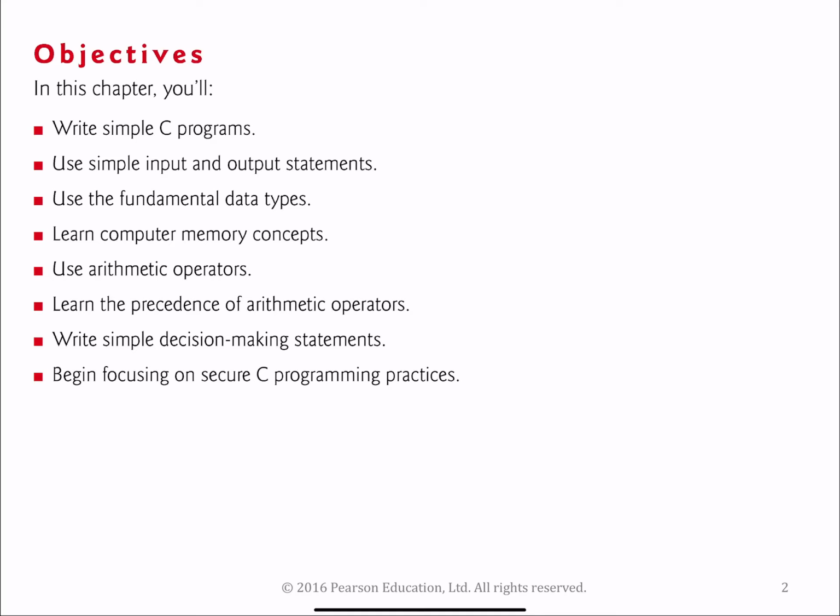So in this chapter, we'll learn how to write some simple C programs, use simple input and output statements, learn about the basic data types in C, a little bit about how memory is organized, arithmetic operators to work with numbers and numeric data types, the rules of precedence of those arithmetic operators, how to express them in C programs, and a brief introduction to simple decision-making statements or control flow statements.